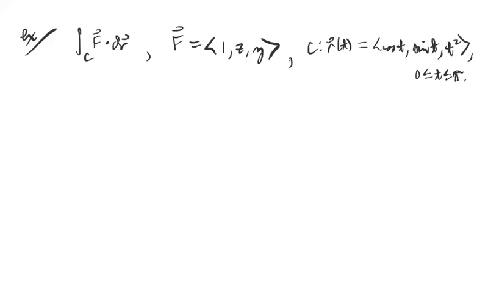So first of all, let's think about what the start of this thing is. The start, of course, is r of 0, which is (1, 0, 0). And the end of this thing is r of pi, which is, okay, interesting. If I plug in pi, cosine of pi is -1, right?